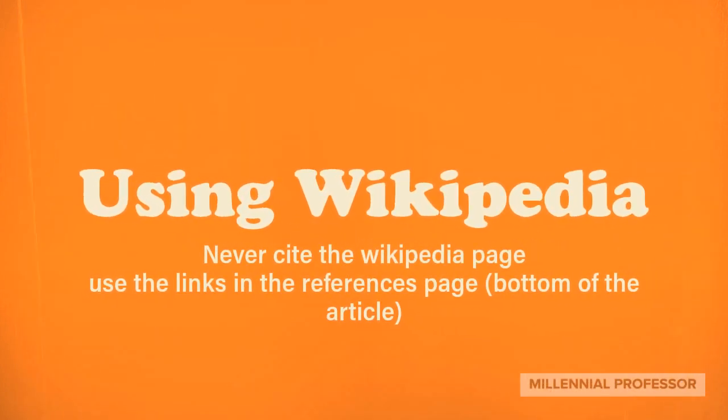Another option for finding information is Wikipedia. Now, I do not recommend ever directly citing a Wikipedia page. Teachers hate it. It makes you look lazy and like you wrote your essay the night before, which should never be the message you want to send. So you always want to use Wikipedia as a place to find articles, but not as a source itself.